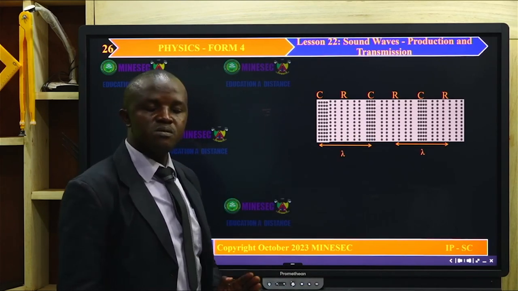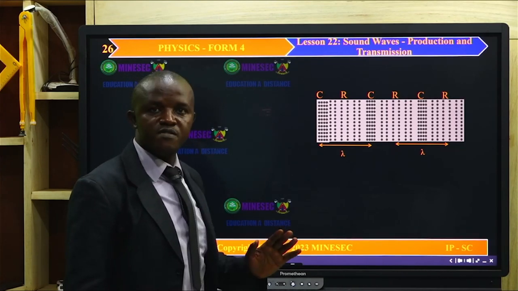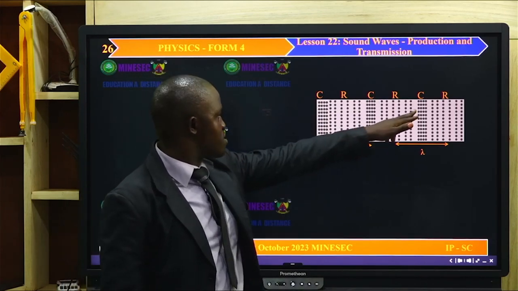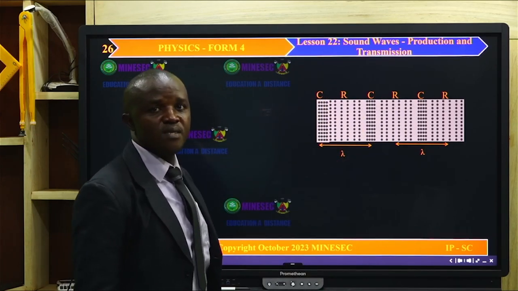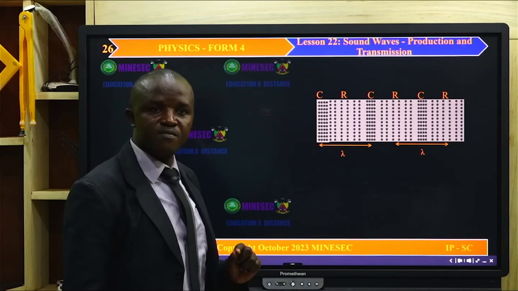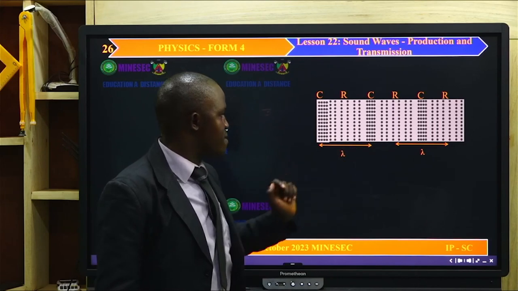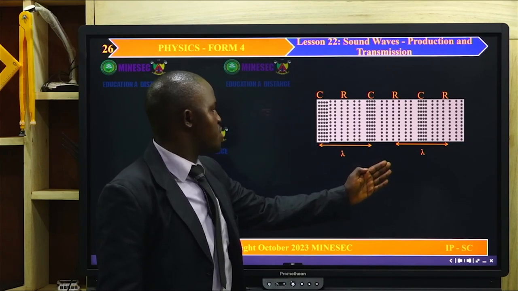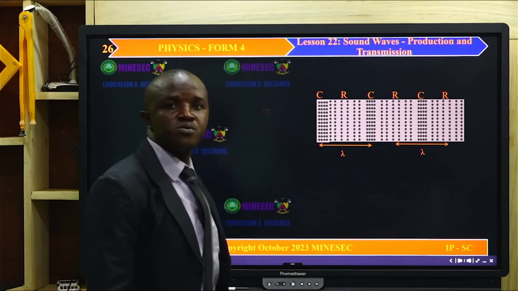Compression, rarefaction, compression, rarefaction, compression, rarefaction. The distance between two successive compressions is a wavelength. This one is a compression, and from here to here is a distance between two compressions, but it's not a wavelength. For it to be equivalent to a wavelength, it must be the distance between two consecutive or successive compressions, like from here to here. In the same way, the distance between two successive rarefactions corresponds to a wavelength.